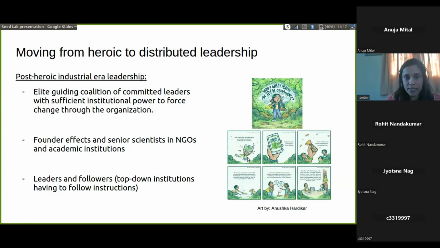We also see that there are lots of top-down institutional structures where there are leaders and followers rather than peers working on a one-to-one basis. And George Oduro and many others, in terms of ideas about leadership, talk about the need to move away, in the present times that we live in, from post-heroic industrial era leadership to a more distributed level of leadership.